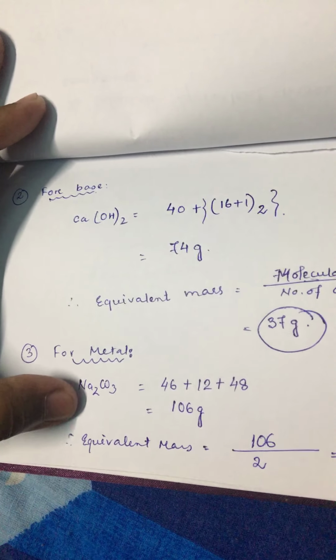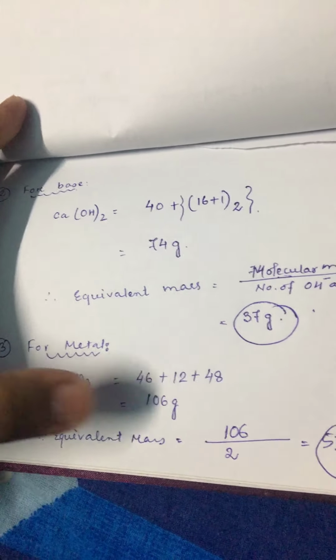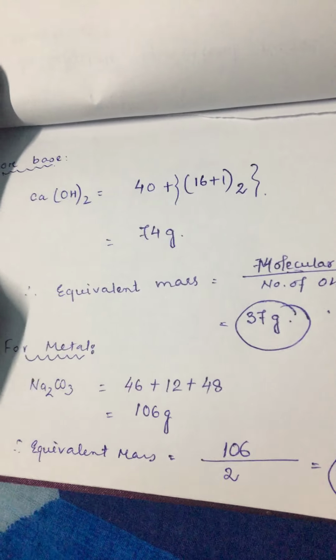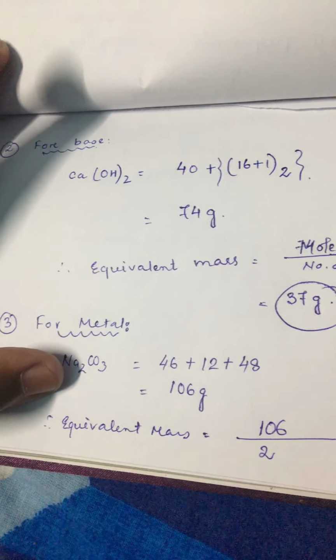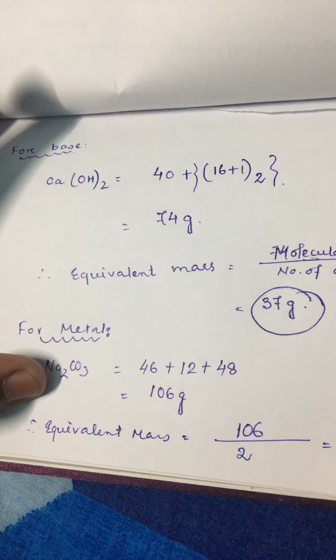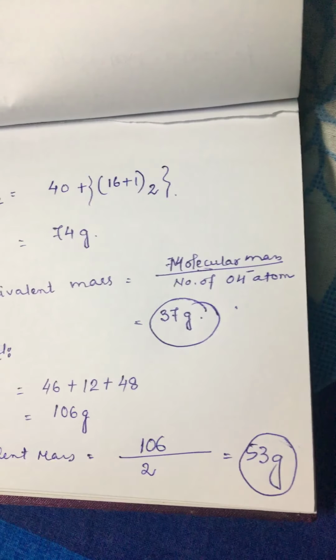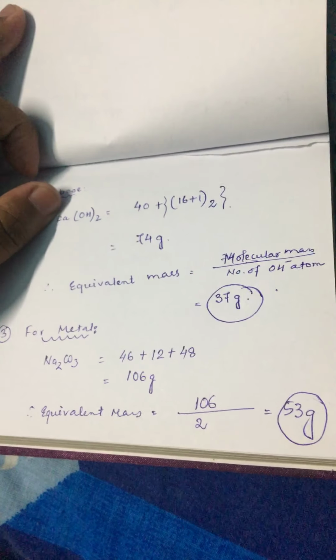So let us take an example of sodium carbonate, and we have found out the molecular mass of sodium carbonate. Therefore, equivalent mass equals 106 divided by number of metal atoms. So how many metal atoms are there? There are two metal atoms. So 106 divided by 2 equals 53 gram. That's it about the whole concept of equivalent mass.